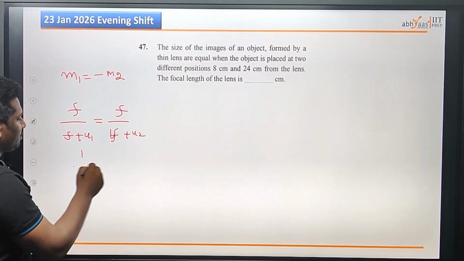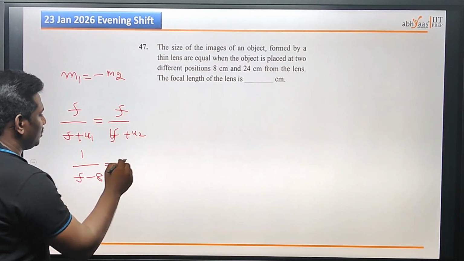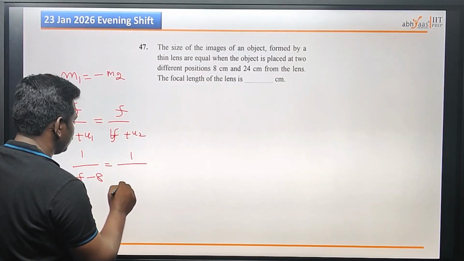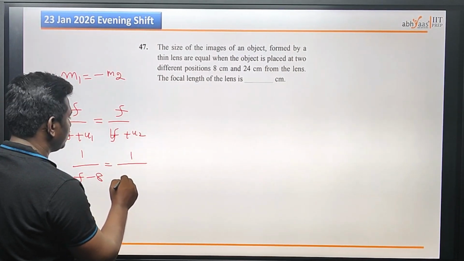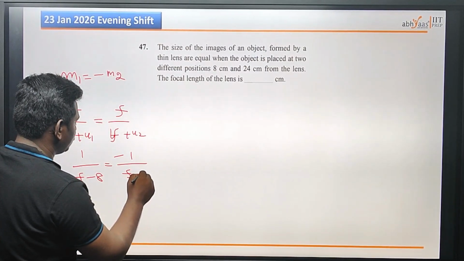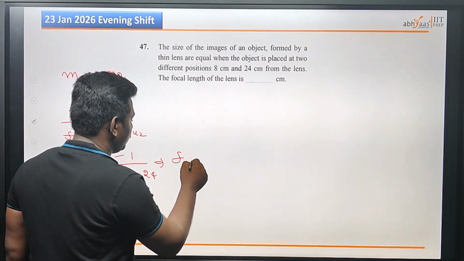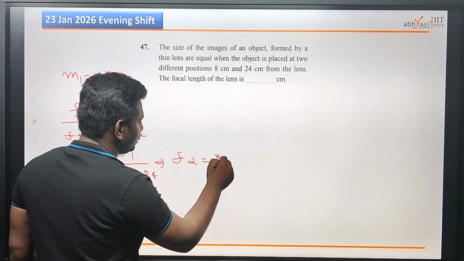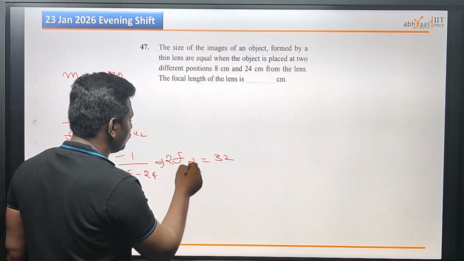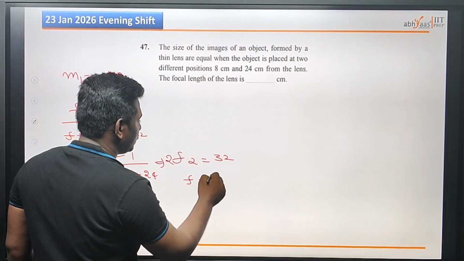So see here, 1 by f minus 8 equal to 1 by, what is, minus f minus 24. After this one we will write f equal to 32, so f equal to 32. F can be written as 18.